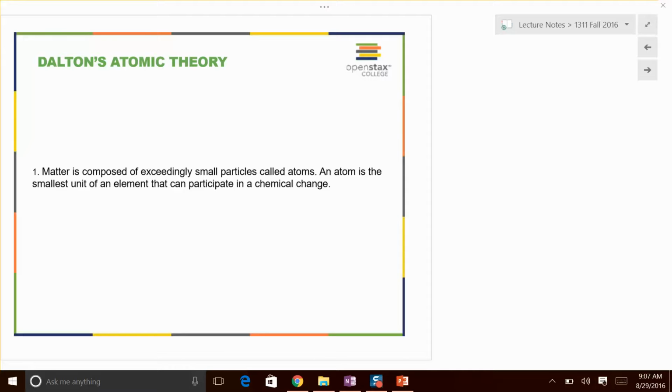His first postulate is that matter is composed of exceedingly small particles called atoms. An atom is the smallest unit of an element that can participate in a chemical change. So if I have copper wire, that copper wire is made up of copper atoms, and it can undergo chemical change if you react it with something else. That's where he's getting at with his first postulate.